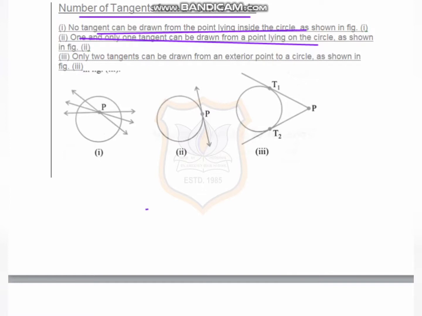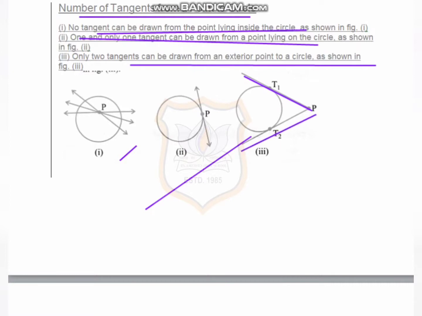And in figure 3, only two tangents can be drawn from a point exterior to a circle. This is the exterior point, and we can draw two tangents. This is the first tangent PT1 and another tangent PT2. So we get two tangents. We know both tangent lengths are equal, which we will prove in the theorem later.